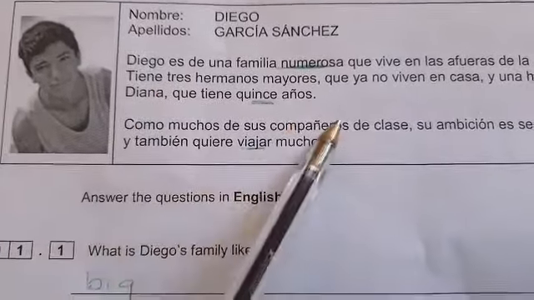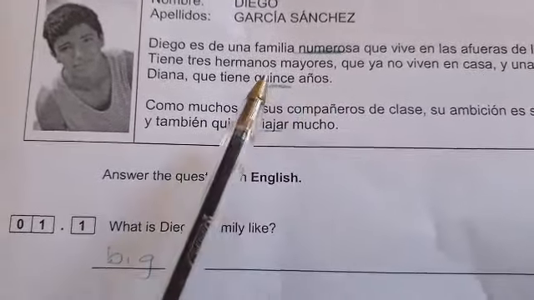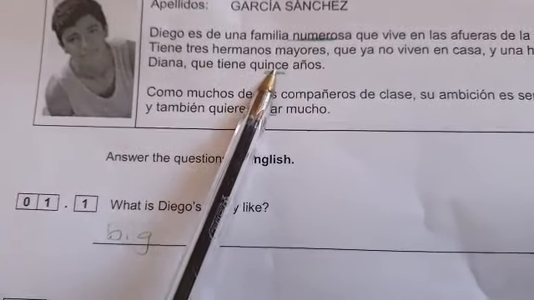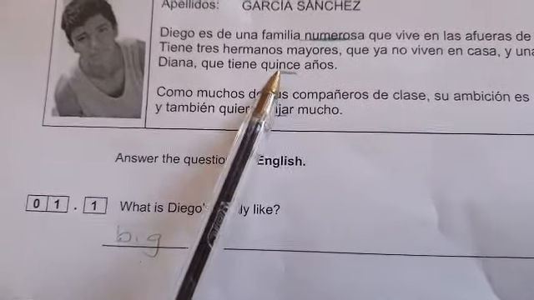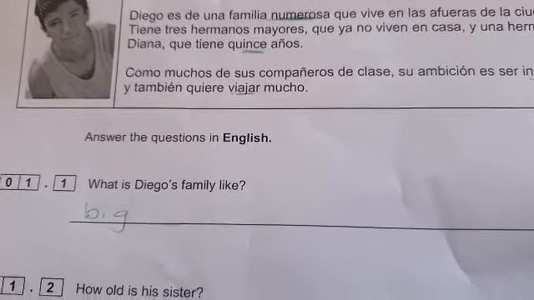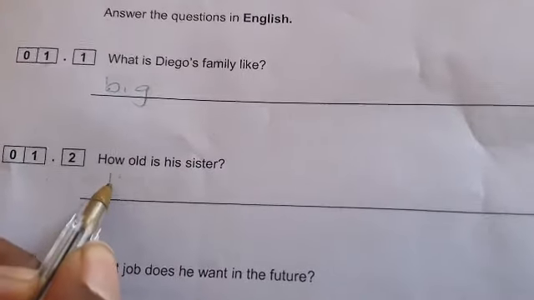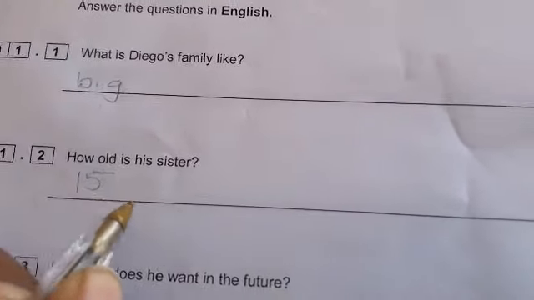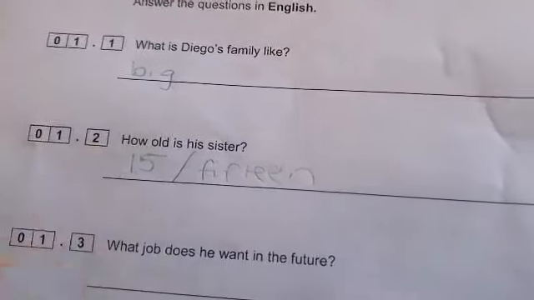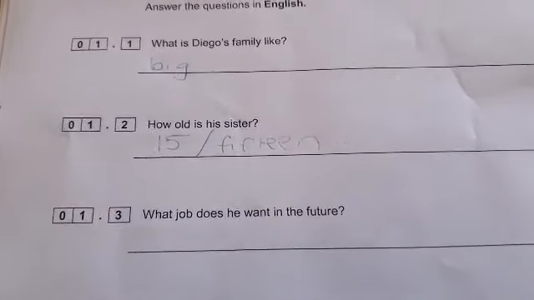Que tiene 15 años. We know this is the age because we know that years is años. So 15, obviously you have to know your numbers in Spanish because it's written. So 15, can you remember what 15 is? Just said it. 15. So if you don't know how to write it, you can put 15 in number, or en letras, in words. Okay? To write the word down.